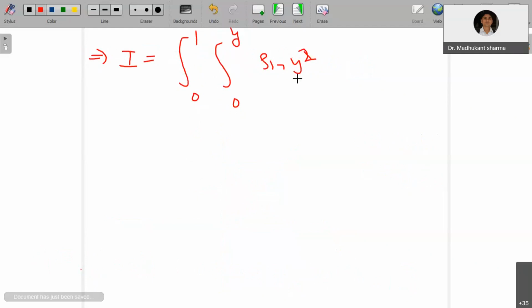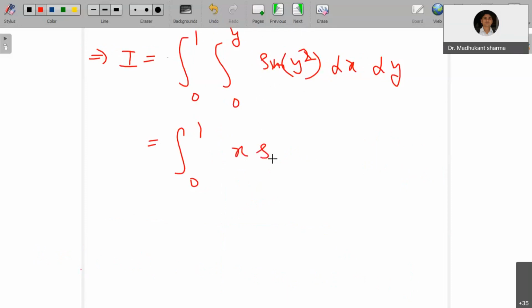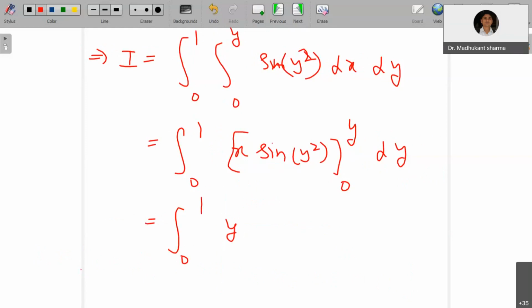Okay, so now how will it help you in this integral? This R1 also defines the same region as R. So this implies I equals the integration 0 to 1, 0 to y, of sine of y square, with respect to x first and then with respect to y, right? Yes. So now integration 0 to 1, the integration of this with respect to x is x times sine of y square, with limits 0 to y, dy. The lower limit again does not contribute anything. So now it is 0 to 1, y times sine of y square dy.